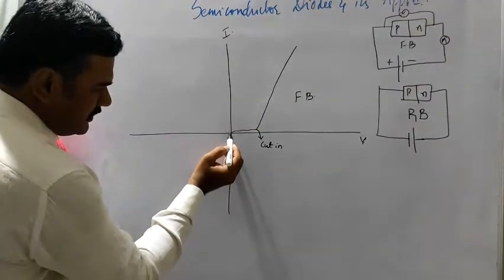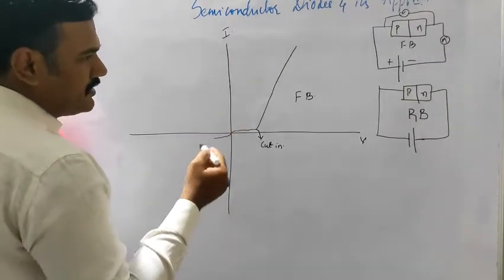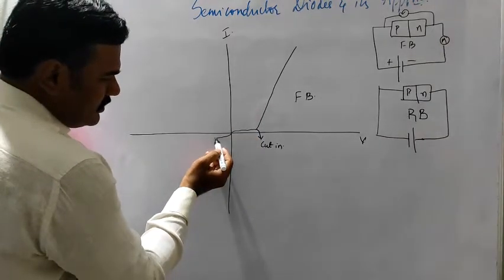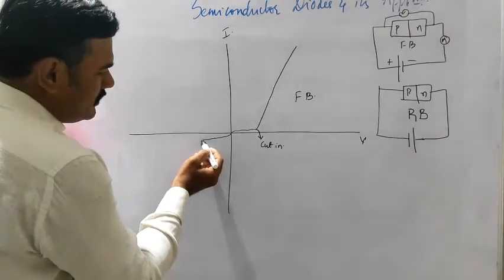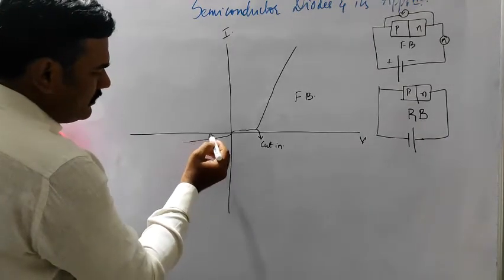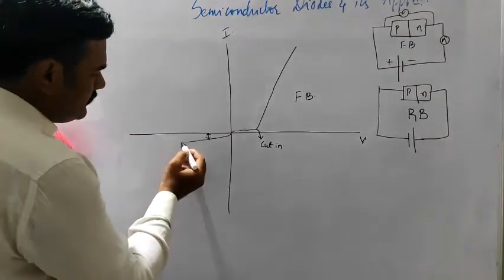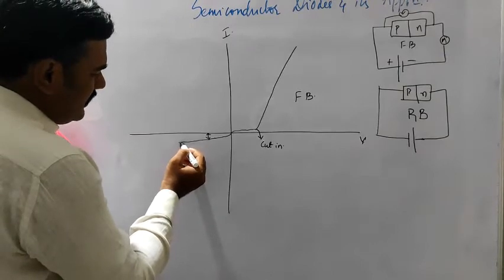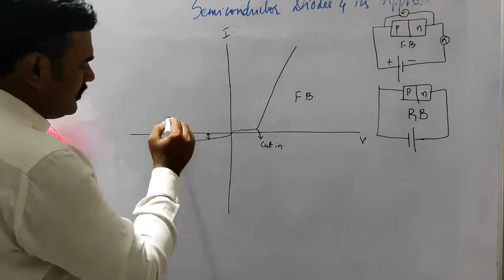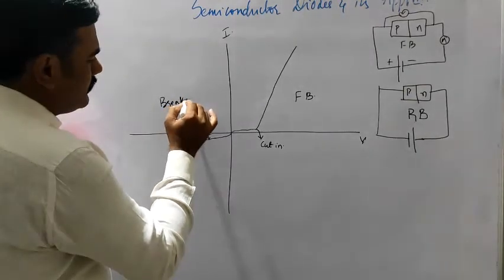In case of reverse biased, when you increase the reverse voltage, we know that the depletion region width goes on increasing. Therefore, we find that there is no flow of current. Even though you increase a large voltage, there is no flow of current, but a small current is flowing, which is due to minority charge carriers. We also see that after reaching this particular point, we call this point the breakdown region, breakdown voltage.